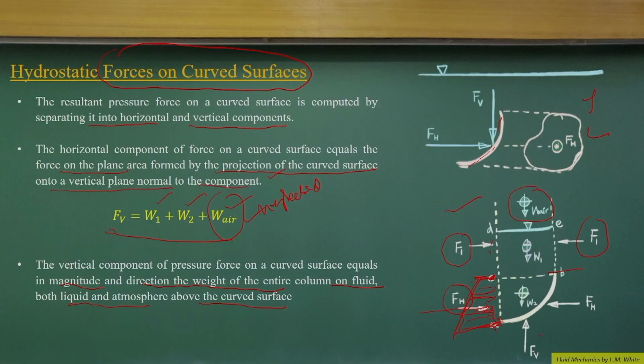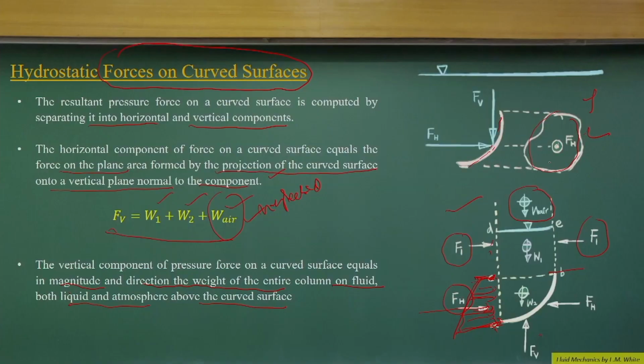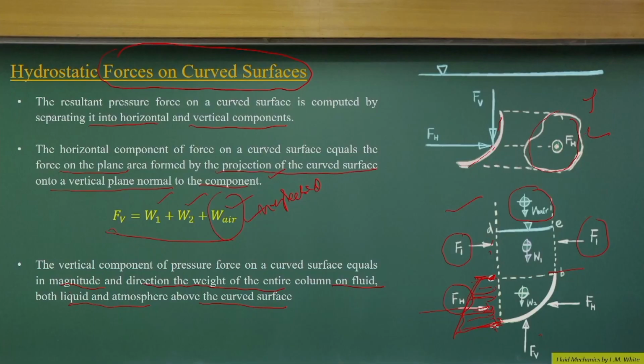Either through the pressure diagrams you can compute the force in the horizontal direction, or you find the projected area on the vertical plane and its centroid location. At that centroid location, if you know the pressure, multiply it with the area, and that will give you the force component. Then you know the line of action of the force, for the weight part, the vertical component as well as the horizontal component.